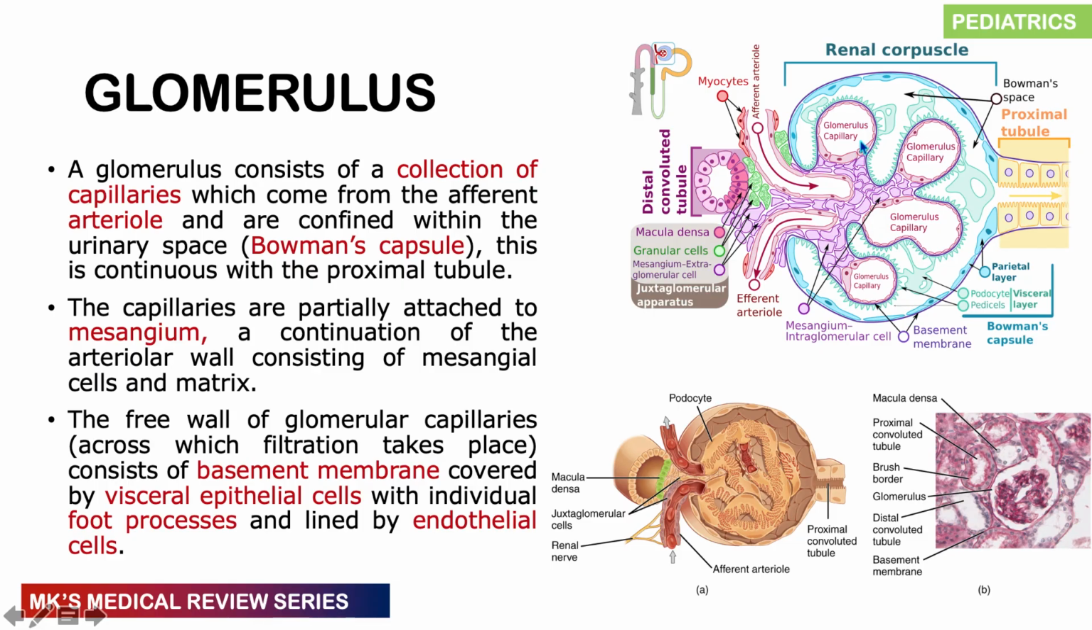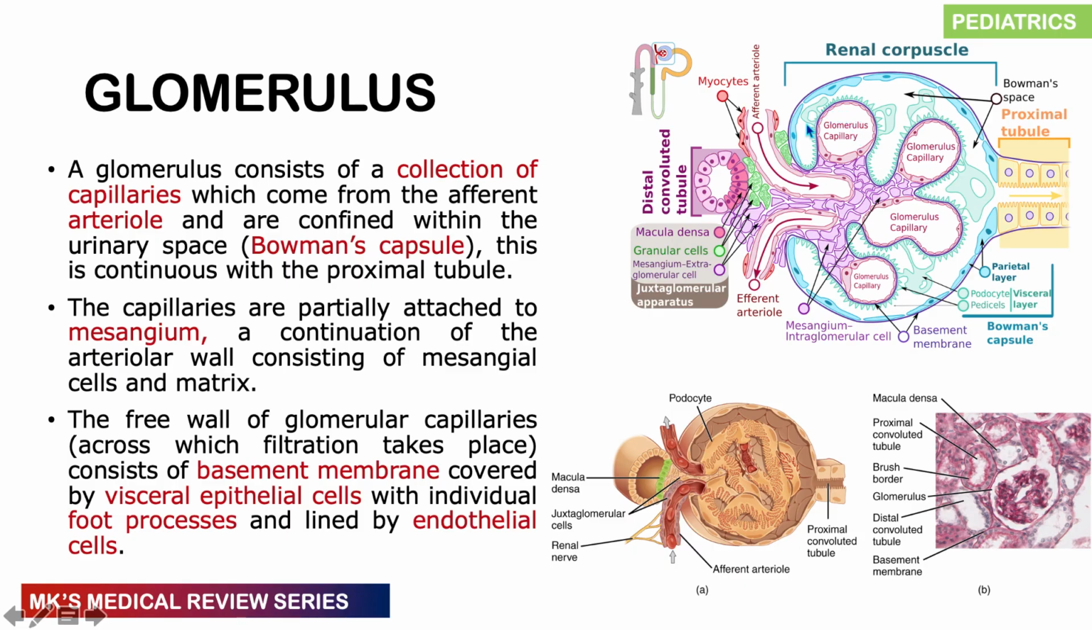Now, the glomerulus is surrounded by some sort of connective tissue. The special type of connective tissue that surrounds these capillaries and is found in this glomerulus is what we refer to as the mesangium. The capillaries are going to be partially attached to the mesangium, which is pretty much, think of it like the connective tissue that is there.